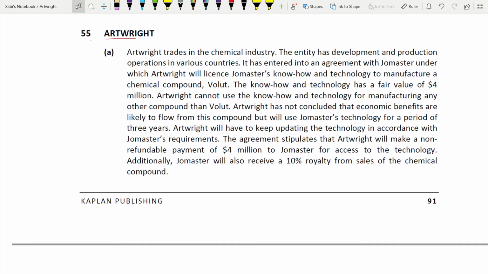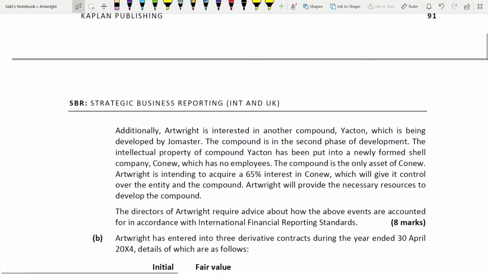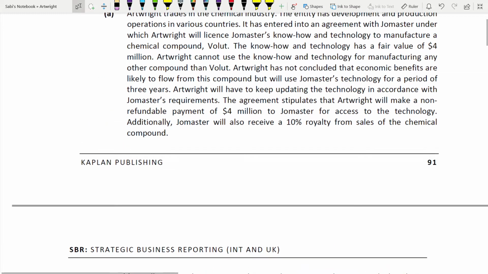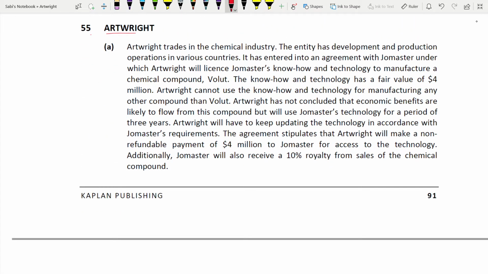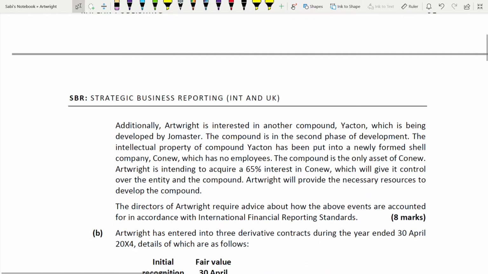It looks like this has something to do with intangible assets, because they are in the chemical industry. Chemical industry means they'll be having research and development cost. So mostly it looks like an intangible asset. IAS 38 needs to be applied, but we'll see whether we have some other standards also.